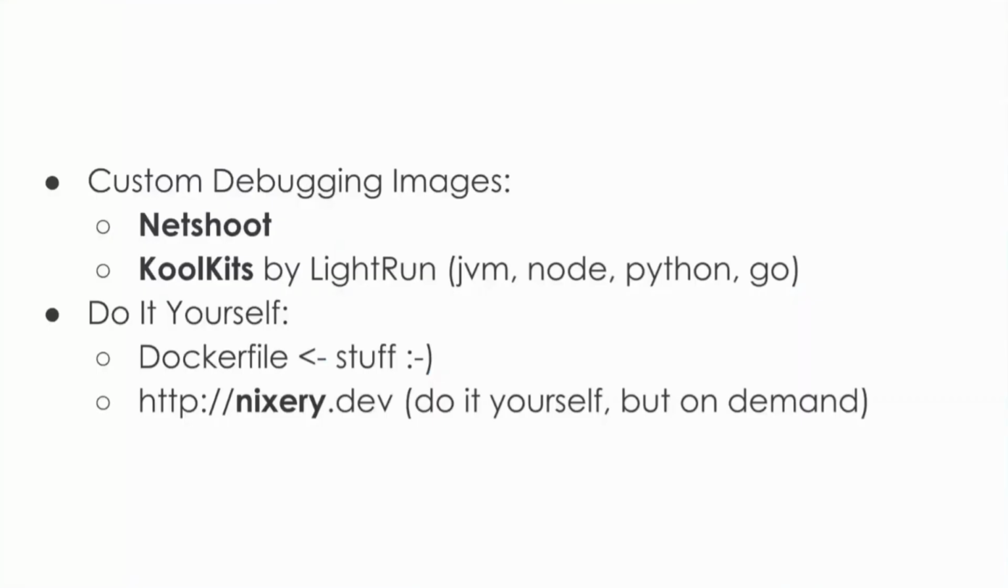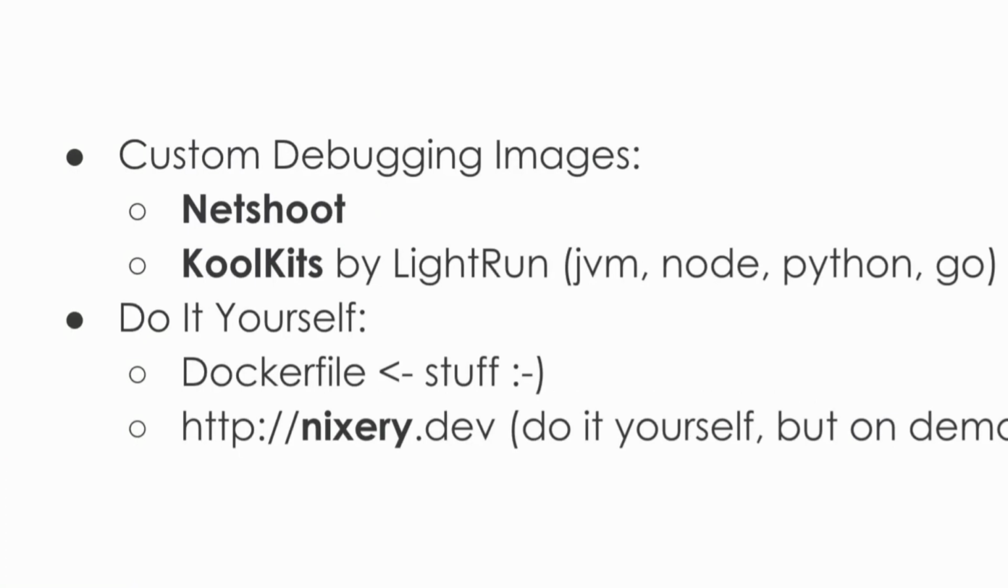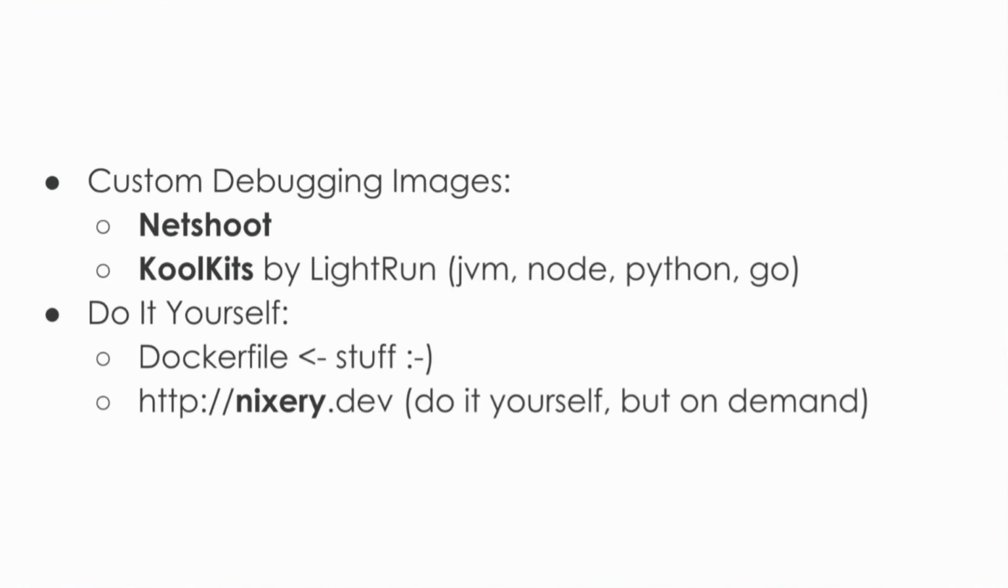Okay, so let's say you want to use kubectl debug to debug your minimal container image application. What do you do? You have a few options. You can create your own debugging image. You can use a couple of existing debugging images. The most popular one is NetShoot. It's a well-known system and network level debugging image. Lots of great tools there.